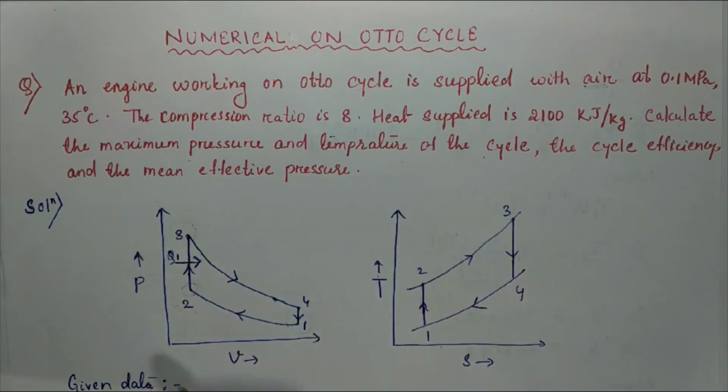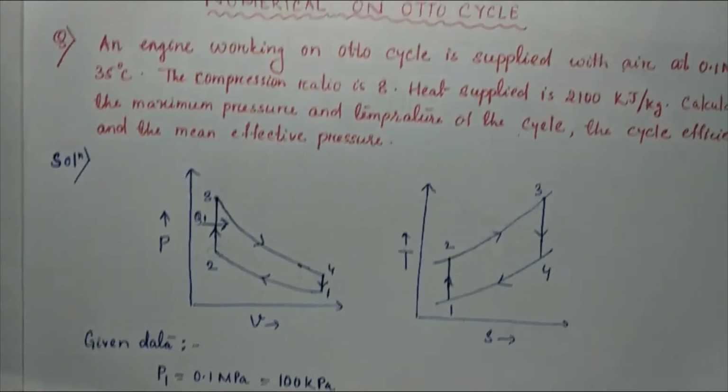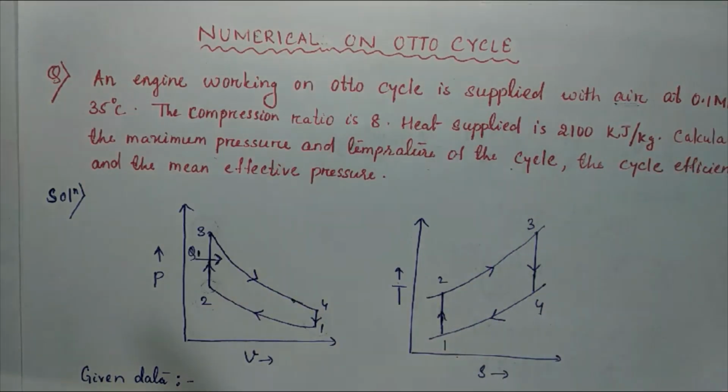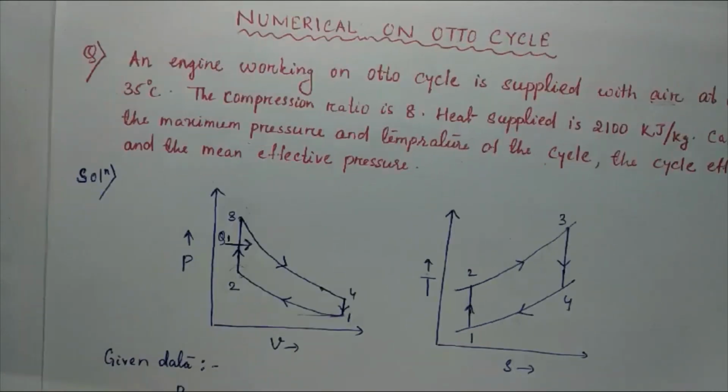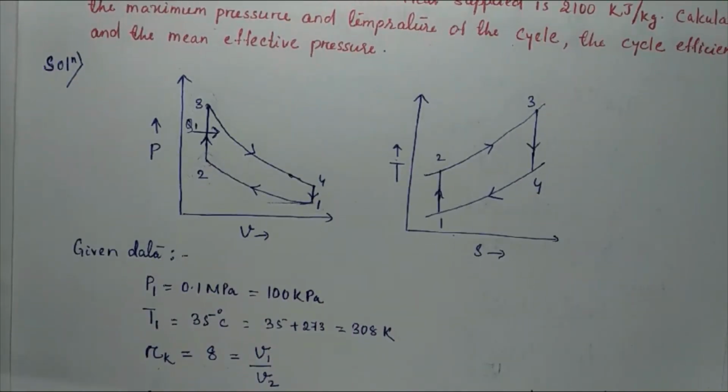Now according to this PV and TS diagram, we have to write down the data given in the question. The first data given is that the air is supplied at 0.1 megapascal. So the initial point for this cycle is state 1. The air is supplied at this point, having pressure 0.1 megapascal and temperature 35 degrees Celsius. So we consider P1 equal to 0.1 megapascal, that is equal to 100 kilopascal, and temperature T1 equal to 35 degrees Celsius, that is equal to 35 plus 273 equal to 308 Kelvin.